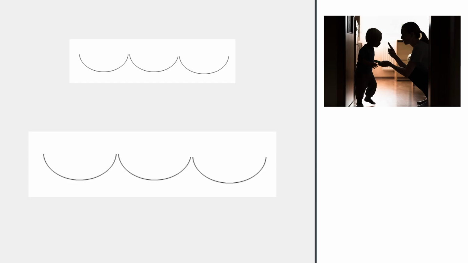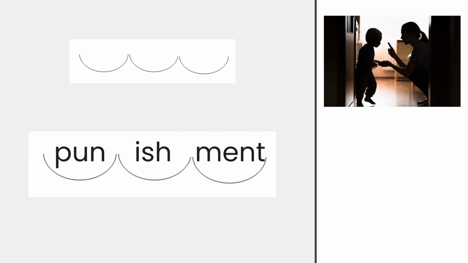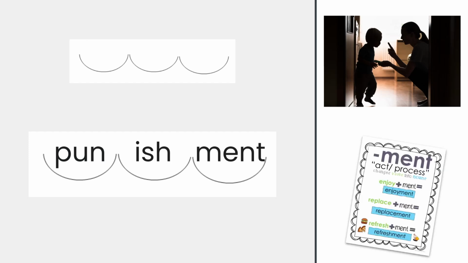Pun, p, a, n. Ish, I, sh. Meant, m, e, n, t. The word is punishment. Notice that it has the suffix ment, which changes a verb, like punish, into a noun, punishment.